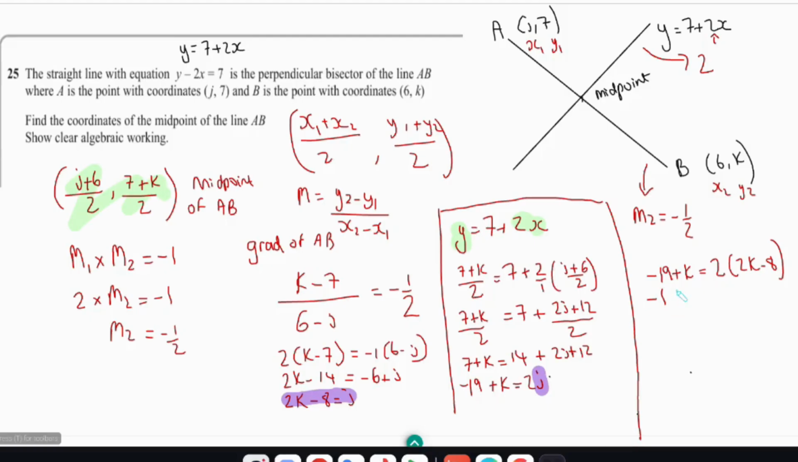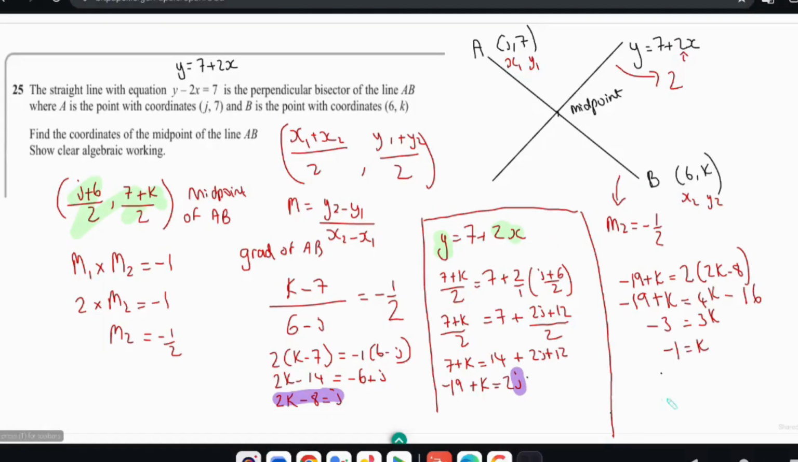And then I will multiply out the brackets. I will add 16 to both sides. Take k off both sides. Divide both sides by 3. k is negative 1. So j is equal to 2k minus 8 from this equation here. j is equal to negative 10.